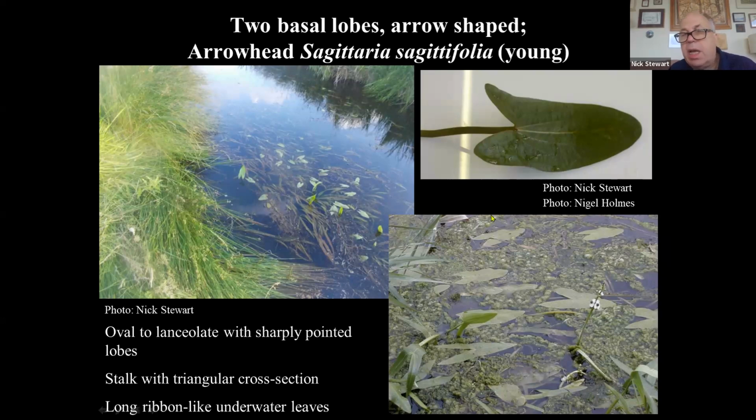But the venation tends to radiate from the point here. So you have some veins running parallel up the leaf, but there are other veins that come into the lobes at the base. Another useful thing about the arrowheads is that the cross section of the leaf stalk should be triangular. Not, of course, when it's ribbon shaped like these underwater leaves, but once they start to form a proper leaf, the leaf stalk should be quite triangular in cross section.